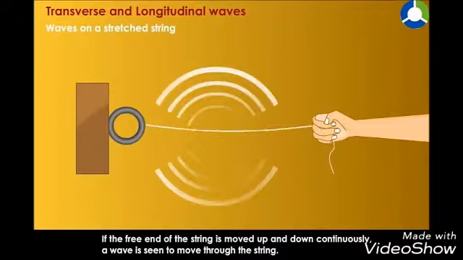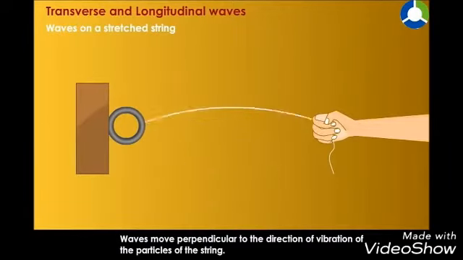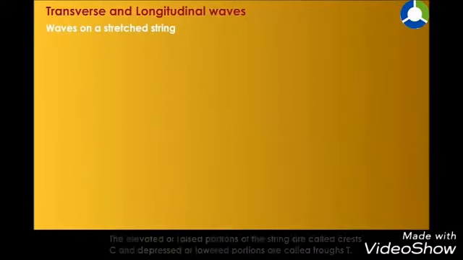If the free end of the string is moved up and down continuously, a wave is seen to move through the string. Waves move perpendicular to the direction of vibration of the particles of the string.